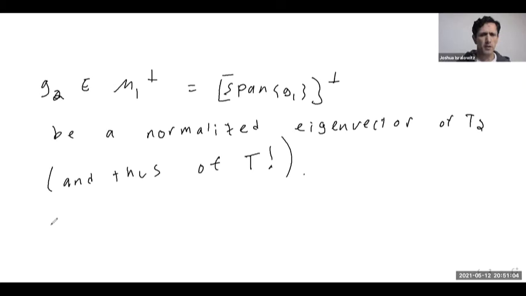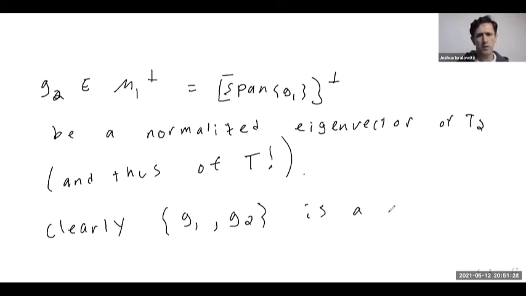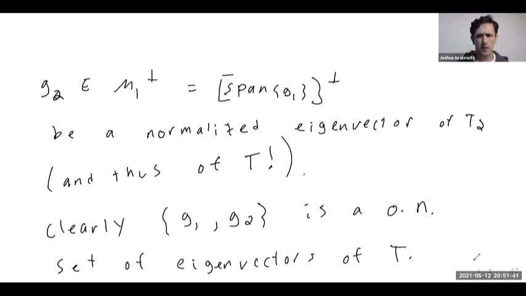So something to note, G1 and G2 are certainly orthogonal. G2 is in the orthogonal complement of the span of G1. So G2 and G1 are orthogonal and normal. So this is an orthonormal set of eigenvectors of T.